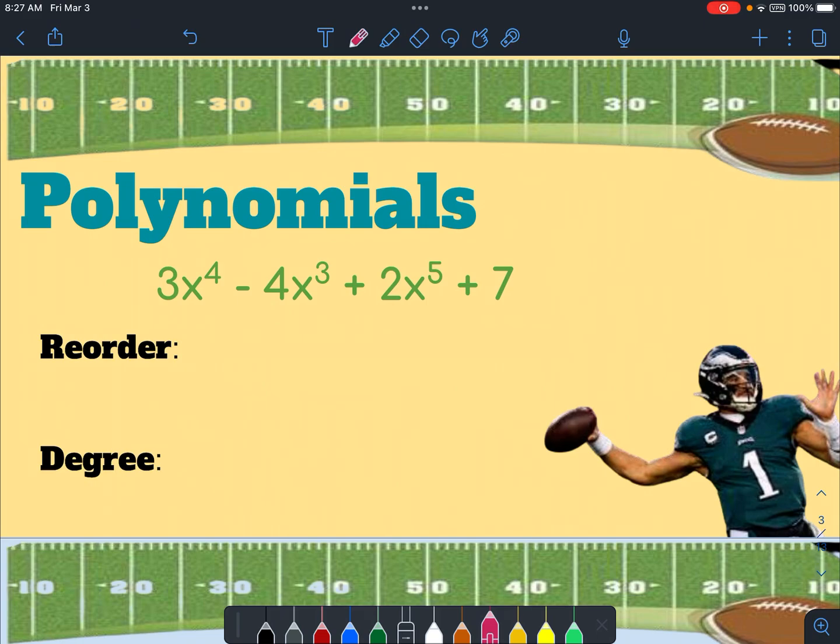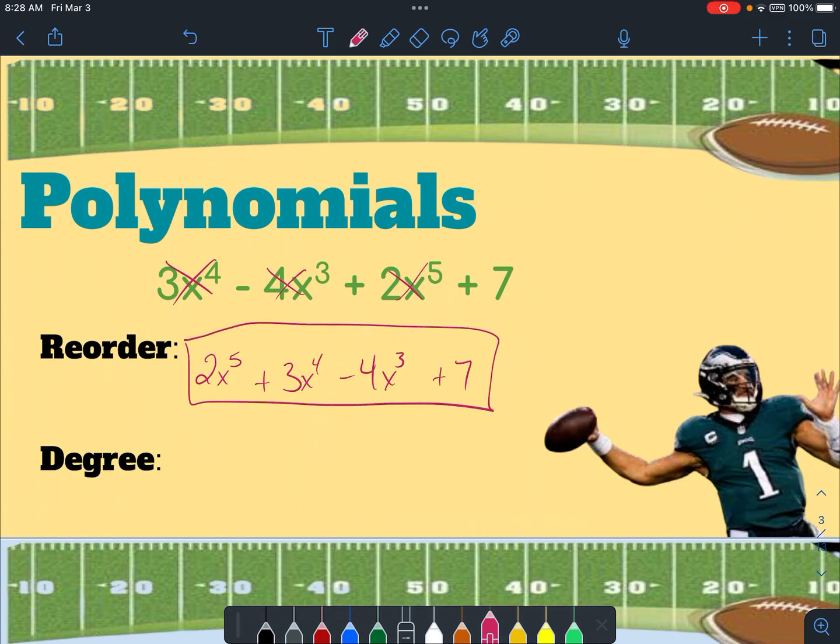To write it correctly, what you need to do is order it from your largest exponent term to your smallest. So what we need to do is just identify which term has my largest exponent. In this case, it's 2x to the fifth. So we'd go 2x to the fifth. We're done with that one. And then we're going to go plus 3x to the fourth minus 4x to the third plus the 7.